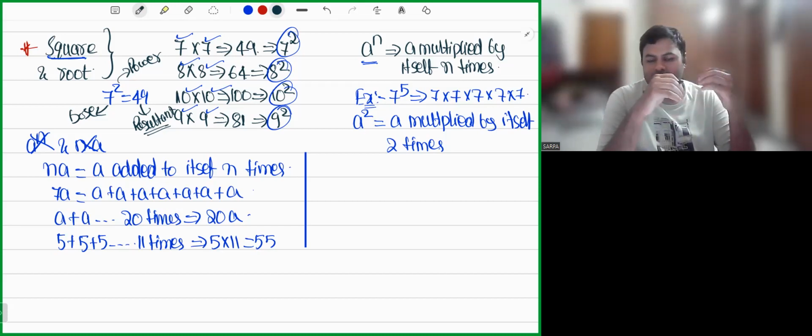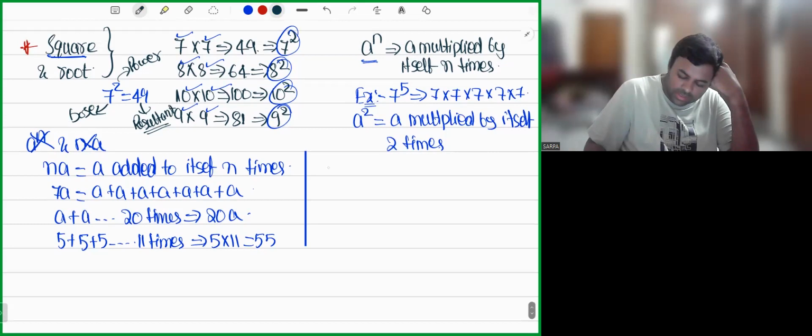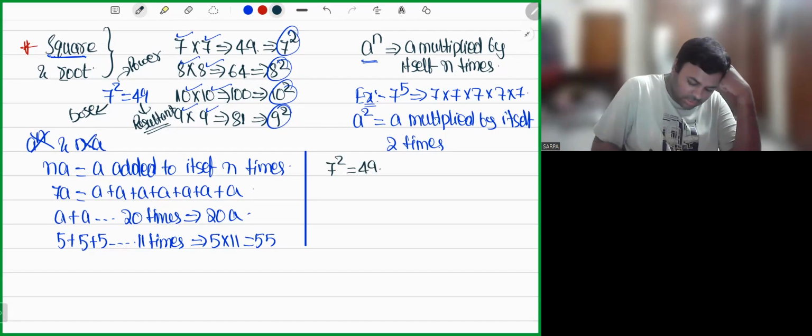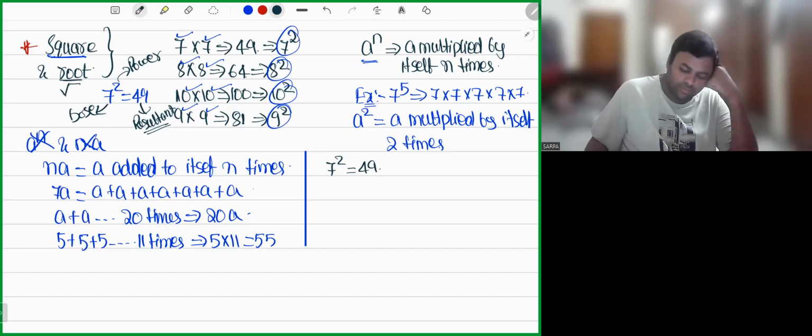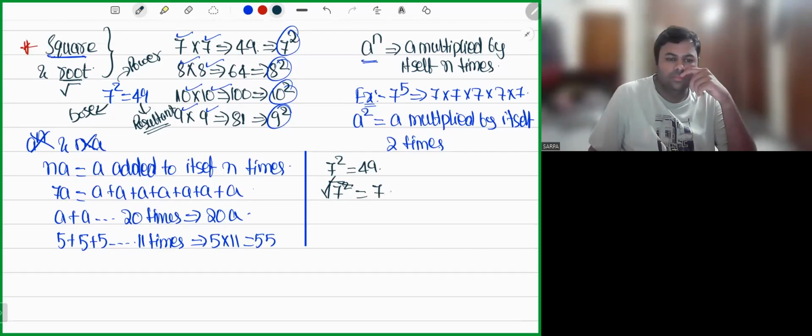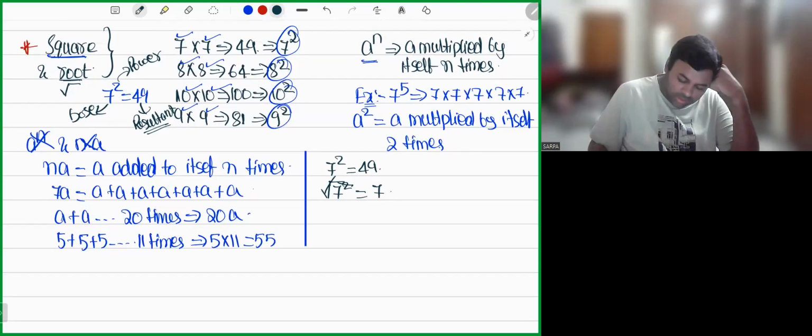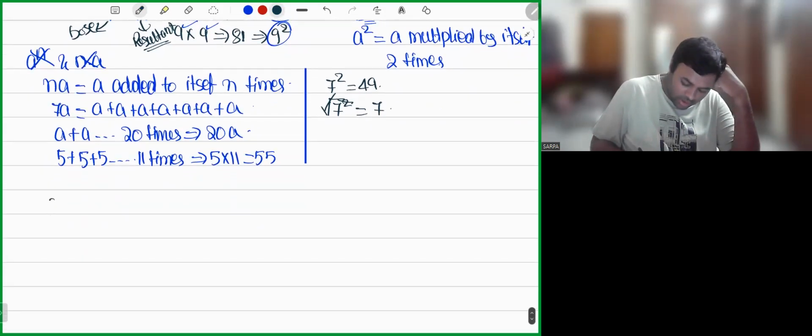Okay. Now, 7 square is equal to 49. Root, my dear friends, we symbolically denote it with this symbol. If I am putting root over 7 square, it means I am trying to cancel square and root, and I'll write it as 7. Okay. Now, root of 7 square, what does it imply? It implies 7 square into 1 by 2.